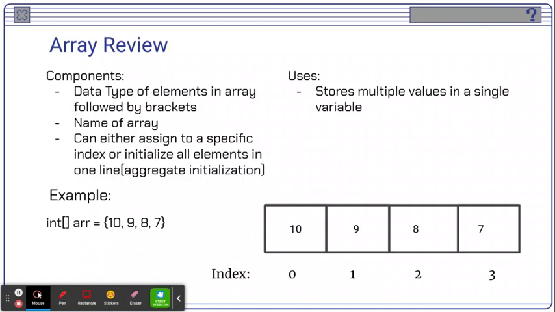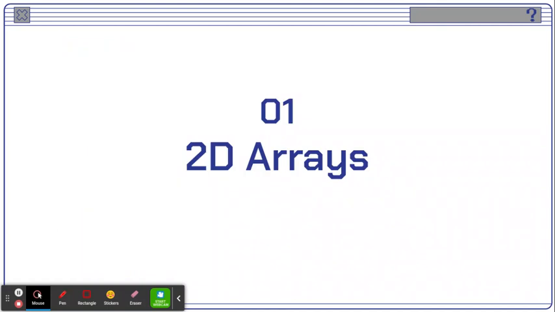There are a couple ways to declare and initialize an array. You can assign each element to a specific index, or you can initialize all elements in one line as shown below. Here's a visual representation of how elements are stored within an array. Now that we've gone over the basics, let's look at 2D arrays.